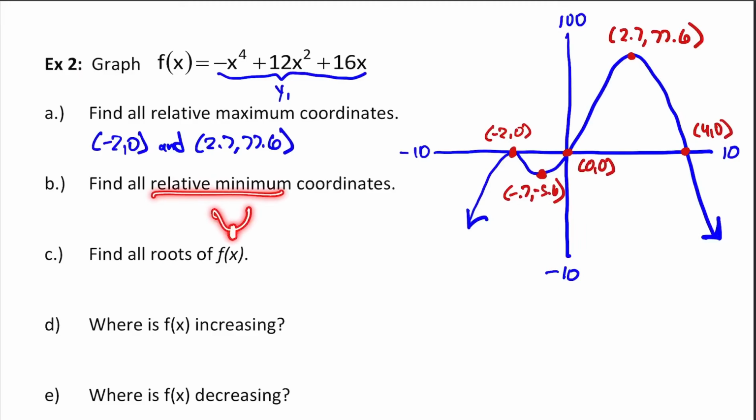Find all relative minimums. Those are our valleys. I have one valley right there. That's it, it's the only valley I see. That is negative 0.7, comma, negative 5.6.